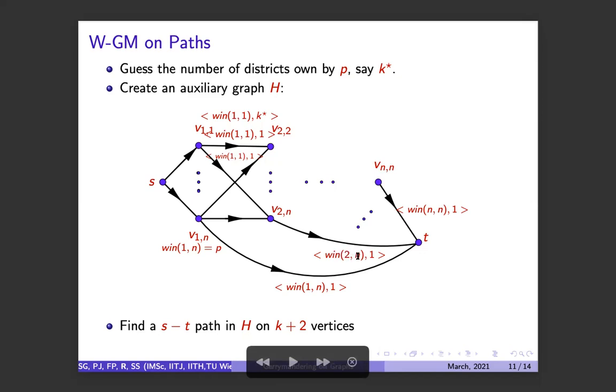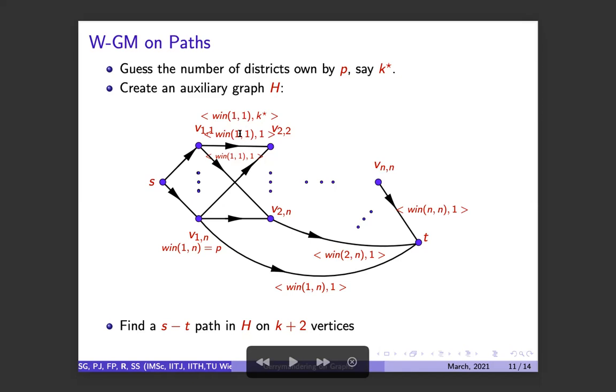Just to make the picture clearer, I have drawn the multiple arcs here, but we have k star minus 1 arcs. Sorry, this should be k star minus 1, not k star. So we have k star minus 1 arcs, and each of these arcs is labeled not only with the winner candidate of this district, but with an integer and the candidate.